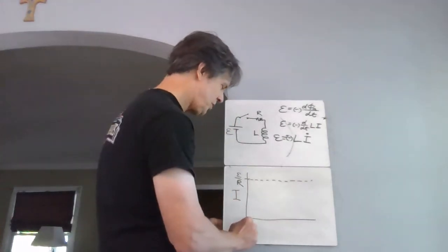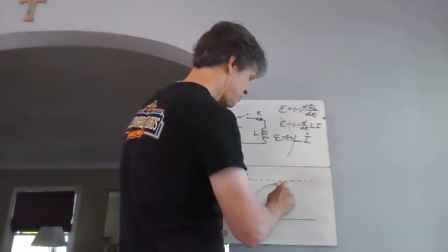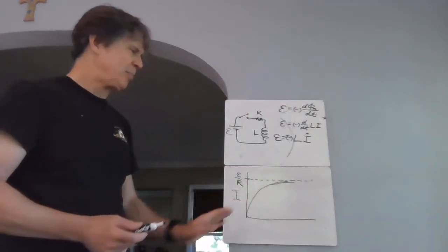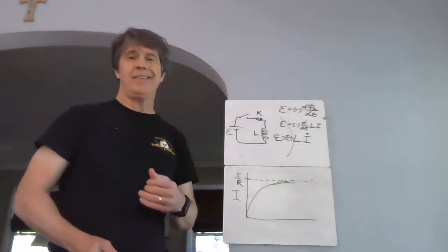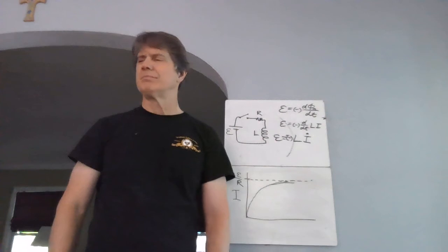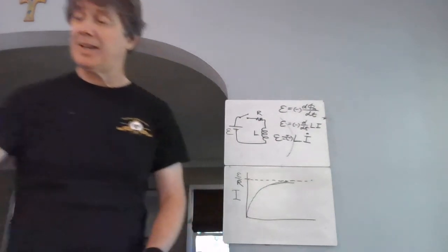So here's what you would generally expect. Yep, it's one of those exponential sort of things, where the current gradually approaches a final value, but it suppresses the initial surge. They make surge protectors, don't they? I think maybe that involves that.